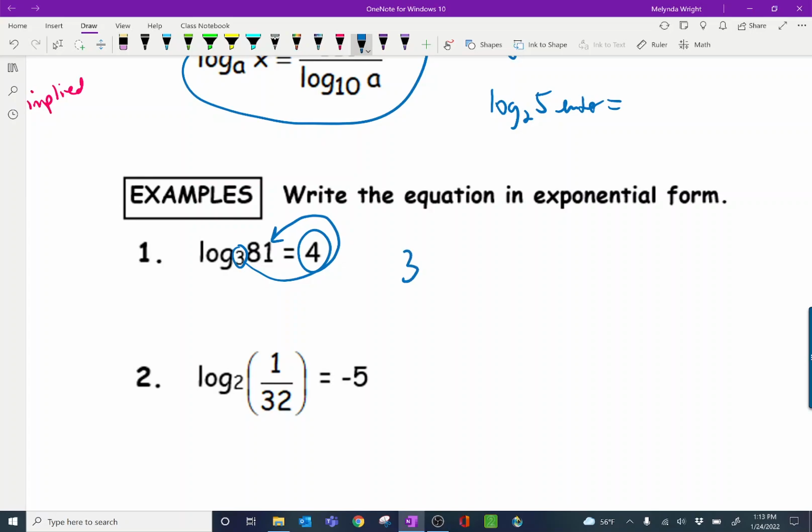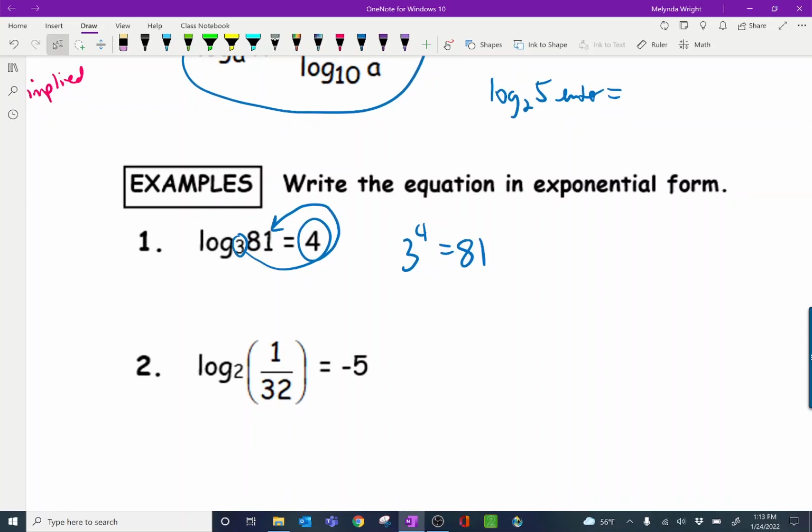So 3 to the 4th is equal to 81. And most of us know that 3 to the 4th is 81, so this is an accurate statement. All right, let's do the next one. Let's see if we can do it without drawing the little circles.